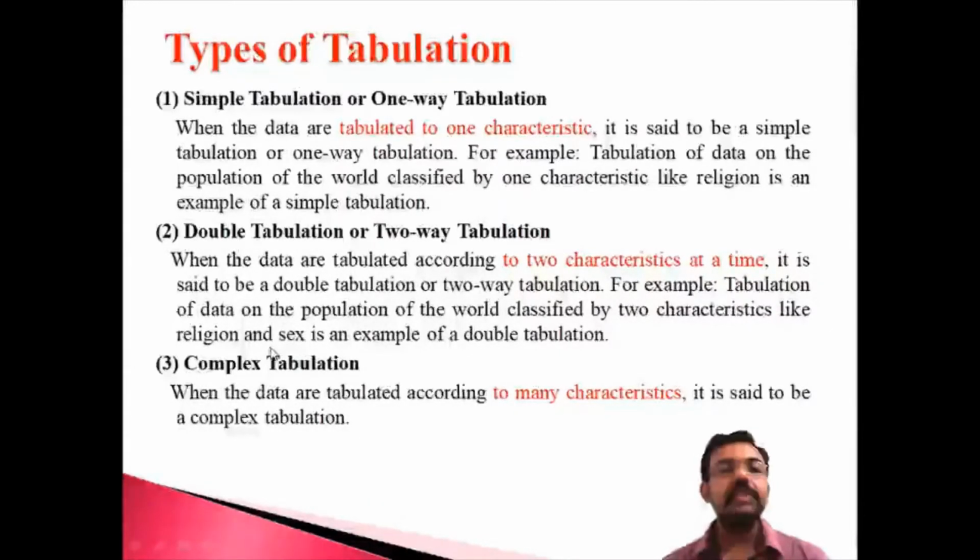And the third one is the complex tabulation. That means data is classified on the basis of more than two variables, that is known as complex. When you are representing many characteristics, that is known as a complex table. These are the different types of tabulation relating to research.